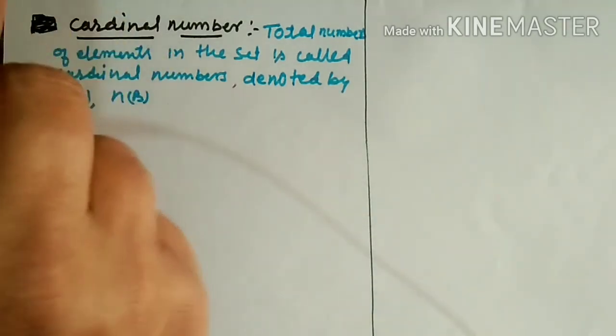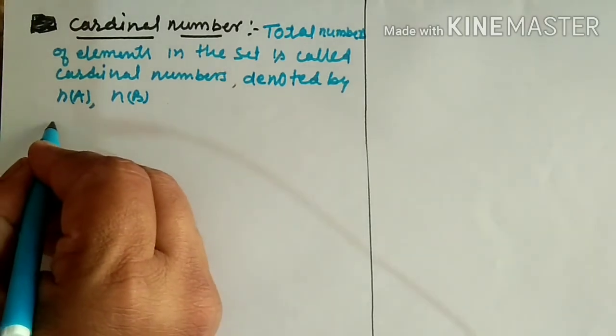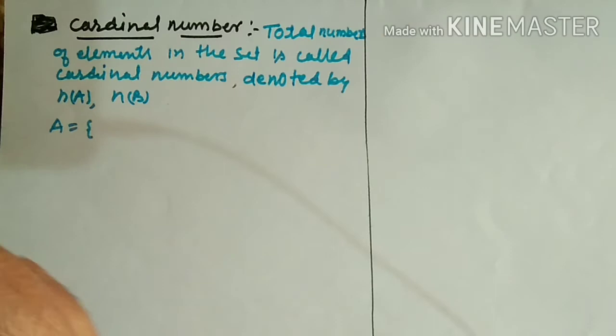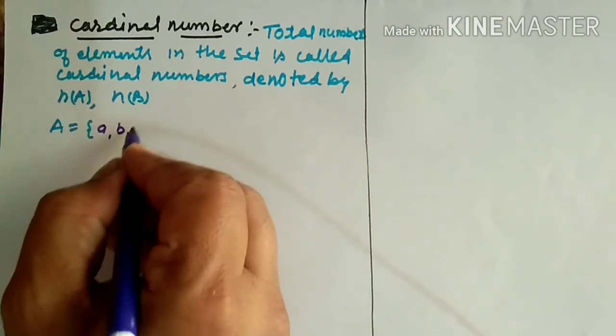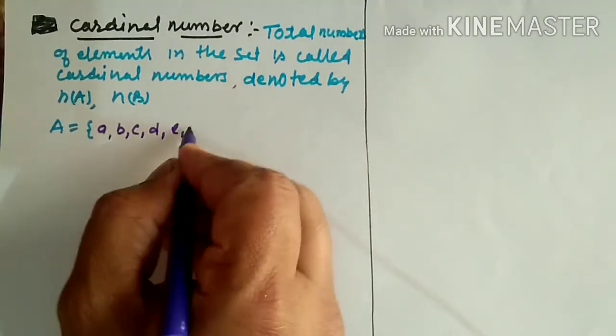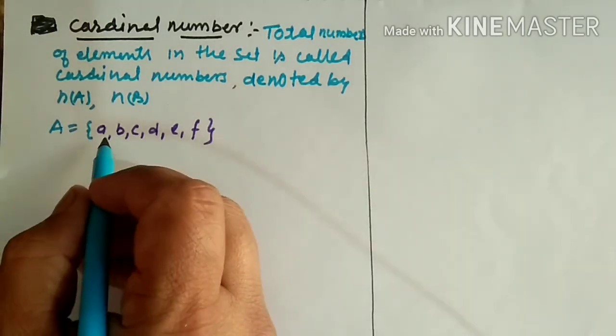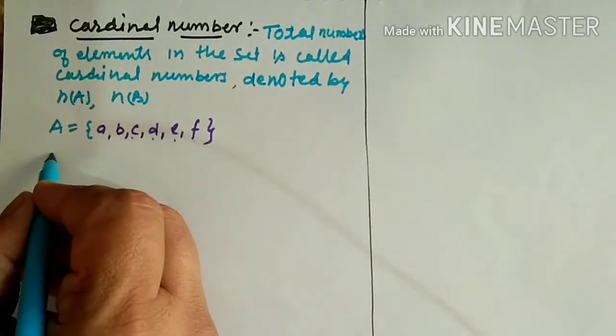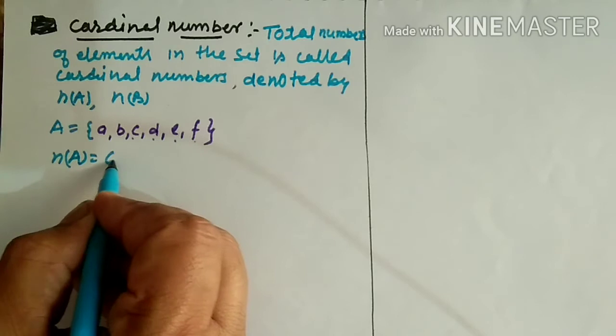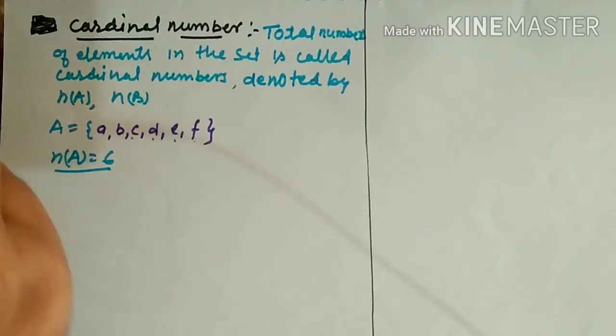So we can understand what a cardinal number is by an example. Suppose that we have a set A, and in this set we have some elements: a, b, c, d, e, f. The cardinal number indicates the total number of elements inside the set. So this is set A, and counting 1, 2, 3, 4, 5, 6, n(A) is equal to 6. It means the cardinal number of this set is 6. Clear? Okay, we can take one more example to clear our concept about the cardinal number.